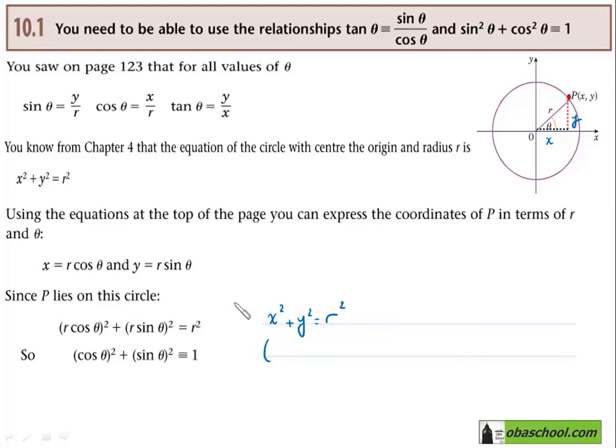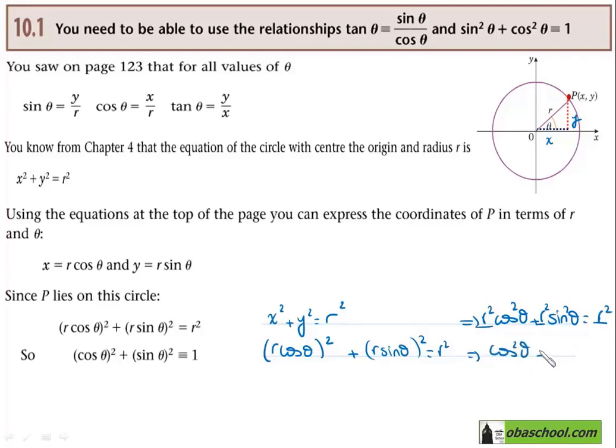Okay, now let's substitute. For the x, we have r cosine theta squared plus, instead of y, we have r sine theta squared, is equal to r squared. Okay, now we will insert the exponent. So r squared cosine squared theta plus r squared sine squared theta is equal to r squared. We divide everything by r squared. We will have cosine squared theta plus sine squared theta is equal to 1. This is what we see here.